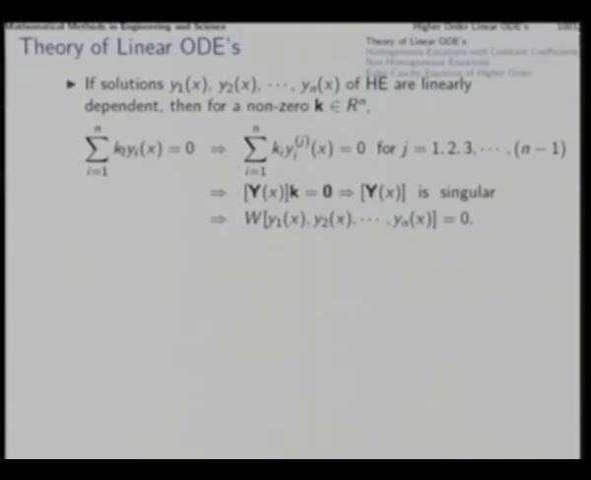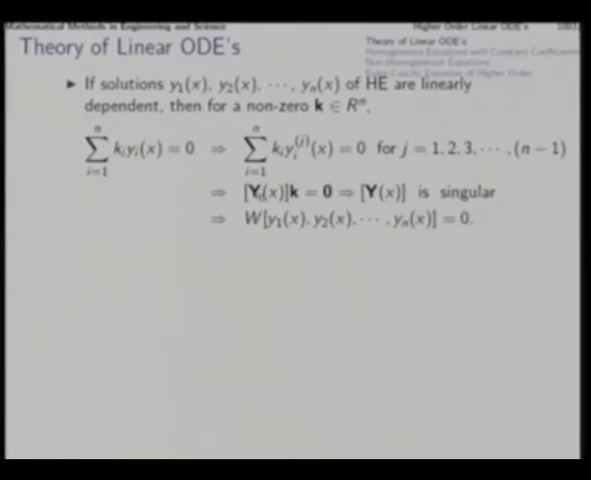And if so, that will mean that the derivative of this will give us the sum of ki yi prime as 0, that is ki yi prime, that is j equal to 1. The derivative of that will give us ki yi double prime equal to 0, that is for j equal to 2, and so on. That means up to n minus 1 we can construct these sums and get them 0 if the solutions are linearly dependent.